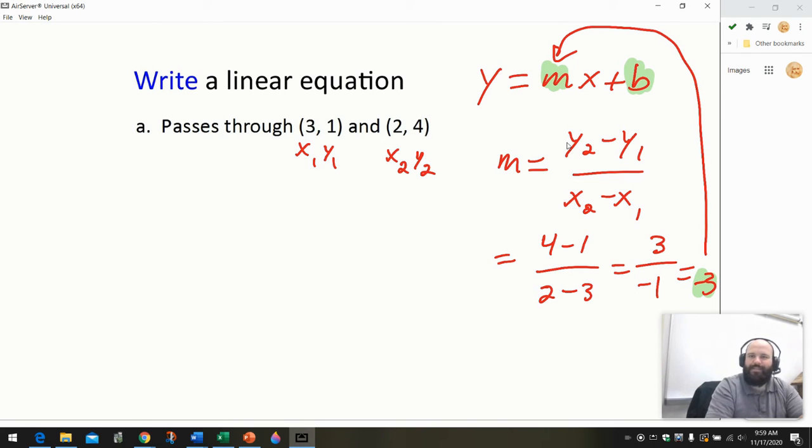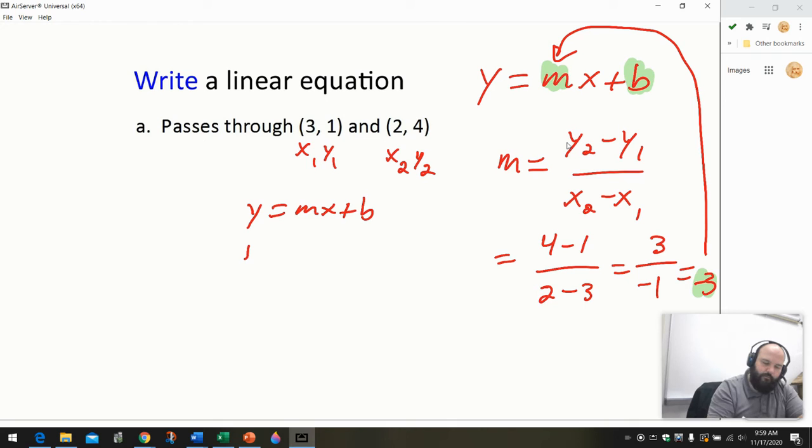Now we are still missing b. We don't have b, so we need a way to get b. The way we do that is by using one of the two ordered pairs, either this one or this one, and plugging that in for x and y into the equation so we can solve for b. So here's what we're going to do. We're going to write y equals mx plus b. In for y, I'm going to put 1, and in for x, I'm going to put 3.